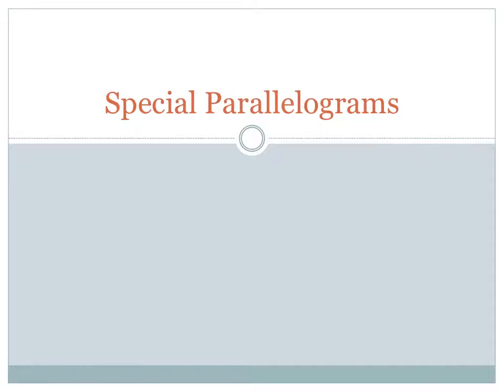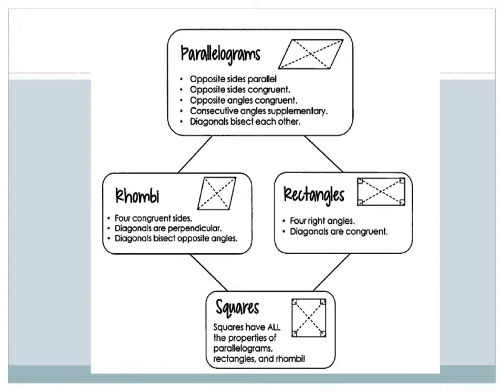Okay? So just as a review, parallelograms have all of these very specific characteristics. Parallelograms have parallel opposite sides, congruent opposite angles, consecutive angles are supplementary, and diagonals bisect each other. On top of those five characteristics, a rhombus has those five characteristics, including three new ones.